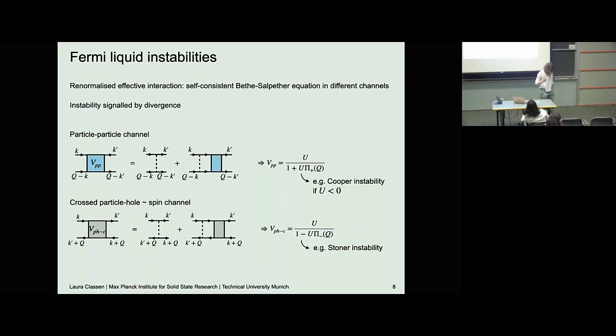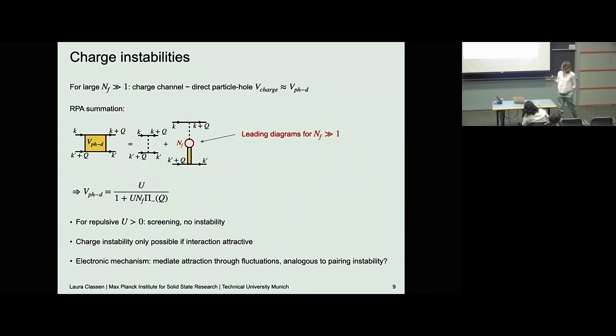So now let's do this for the systems I have in mind, large N_F for SU(N), and look into the charge channel. For large N_F, the charge channel is equivalent to the direct particle-hole channel, which means I look at this as a function of transferred momentum. And then basically, we saw already in Paco's talk, these fluctuations will be the leading ones, because I can have any of my flavors contributing.